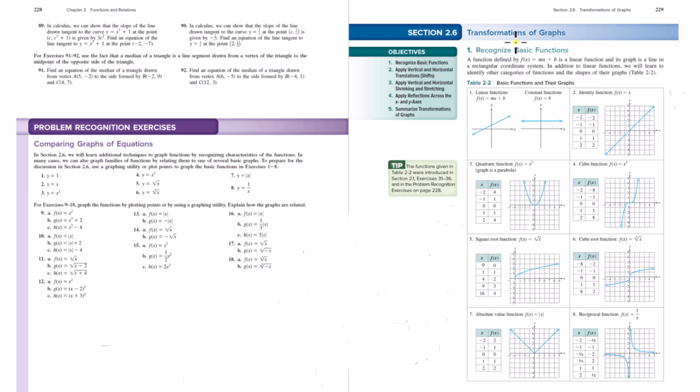Okay, so this section starts by talking about, they want you to recognize basic functions. So if you're not familiar with what a basic function is at all, go check out the previous video, or I'll put a link to it in the description as well. But it's not just a function, it's a function or a relation.